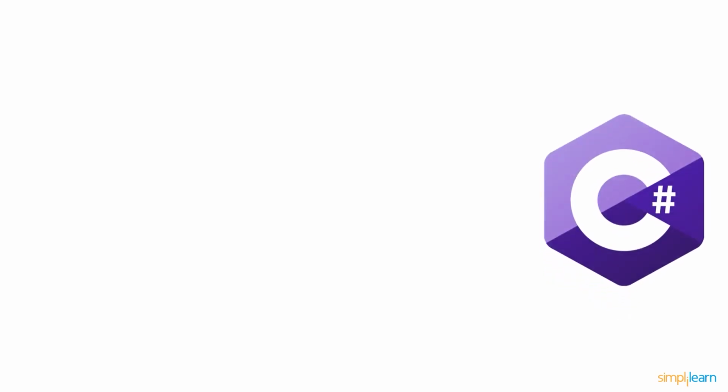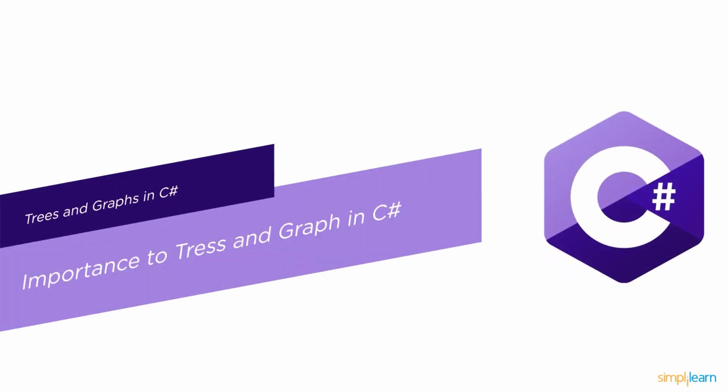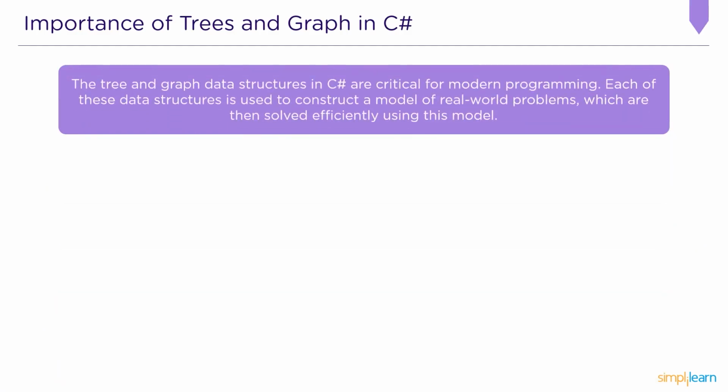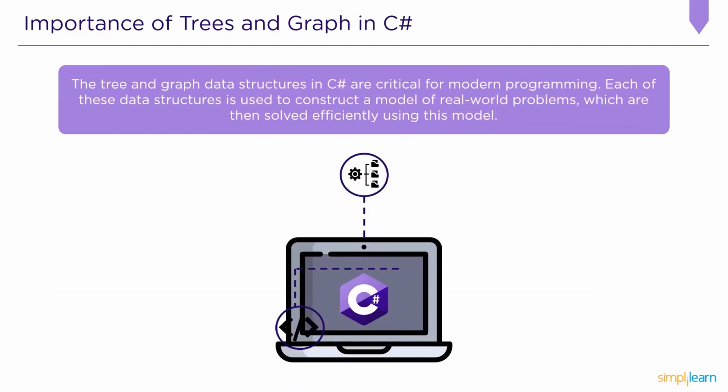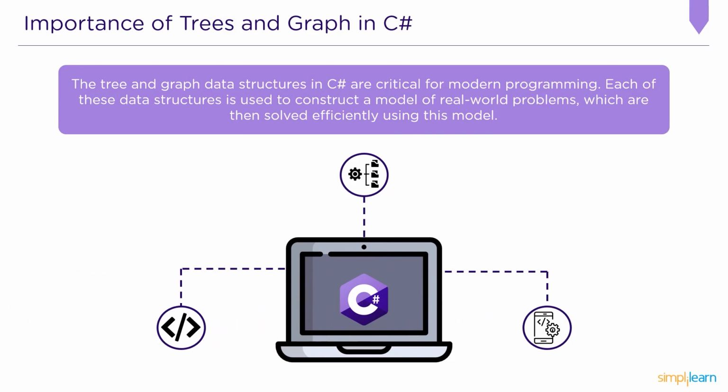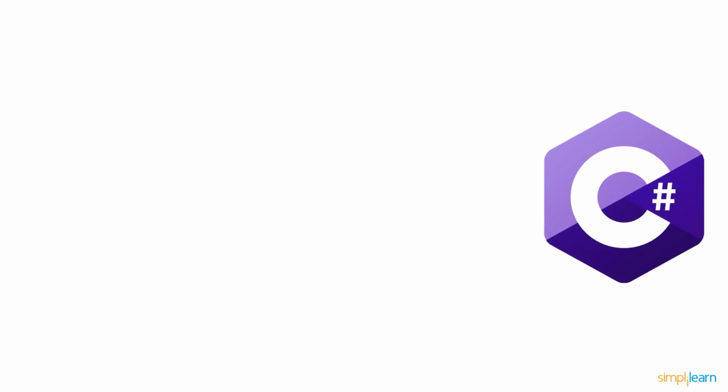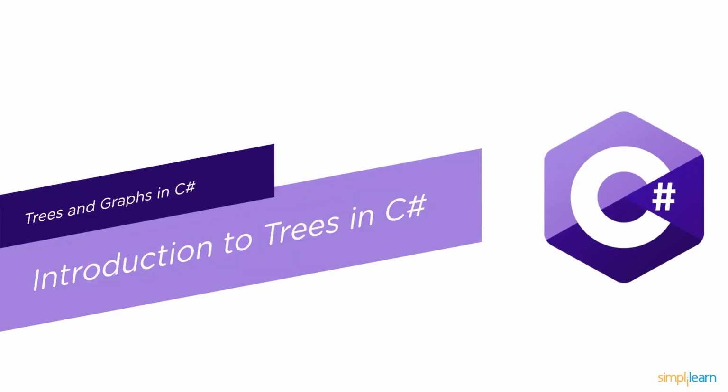Let's start with the basics and try to understand the importance of tree and graph data structures in C#. The tree and graph data structures in C# are critical for modern programming. Each of these data structures is used to construct a model of real-world problems, which are then solved efficiently using this model. After understanding the importance of tree and graph data structures, now let us understand the tree data structure to proceed with the introduction.